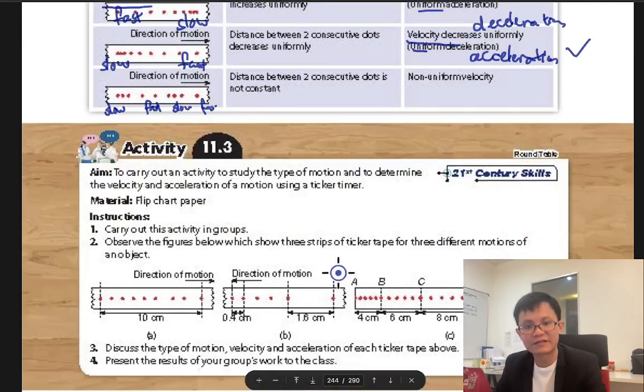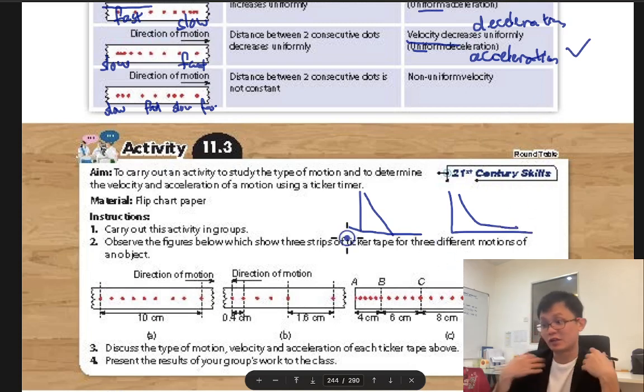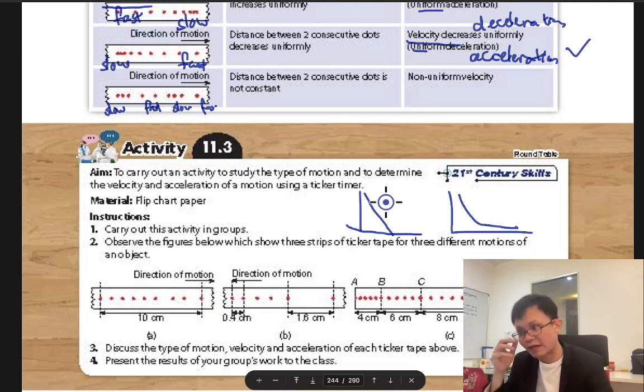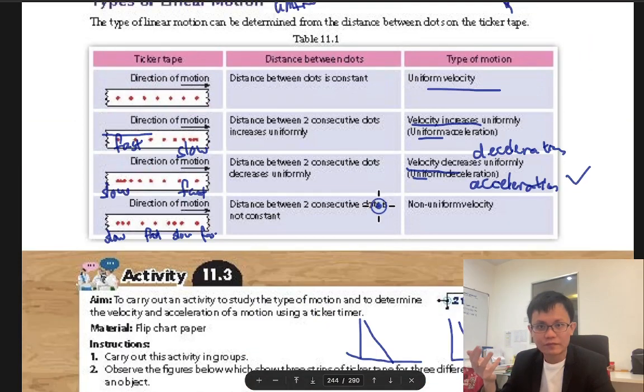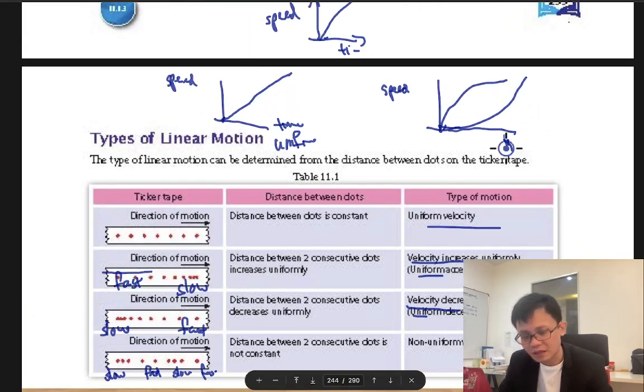If uniform deceleration, it will be like this. The speed comes down. If not uniform, maybe it's like this, for example. Not uniform, it's a curve. So that's why we say uniform. When we wear uniform, everyone wears the same. Uniform means it's the same. Maybe we all have the same mindset. So we walk in uniform means everyone walks the same. So this is uniform. This is not uniform.